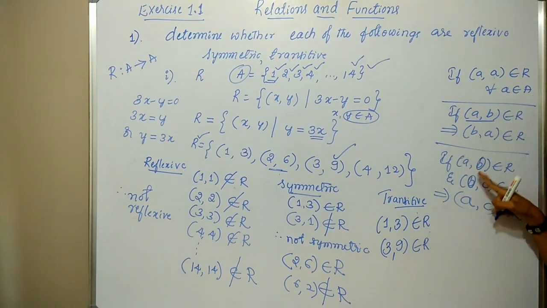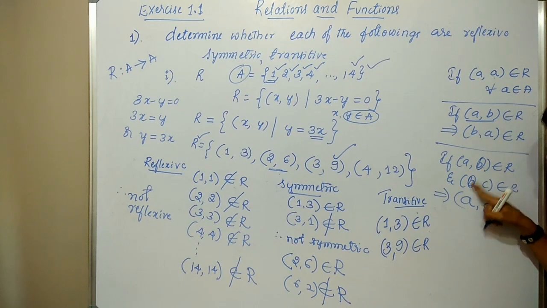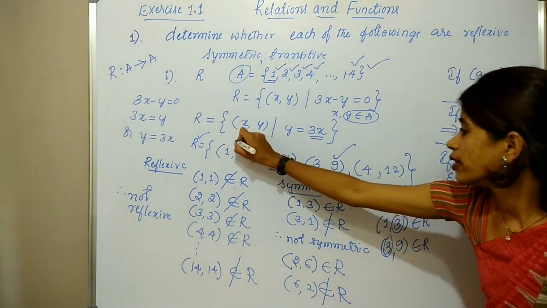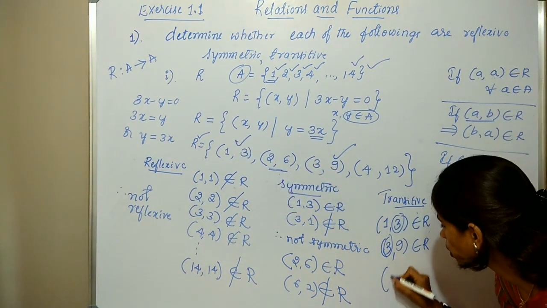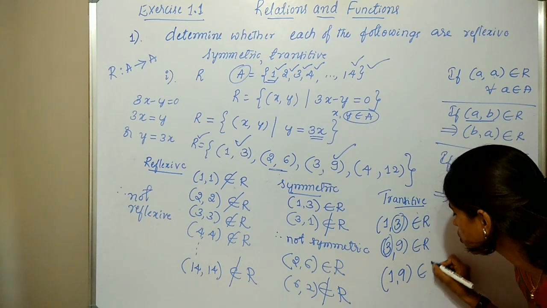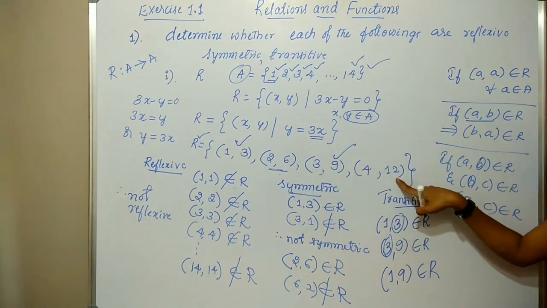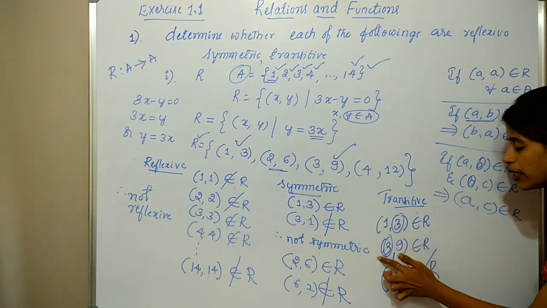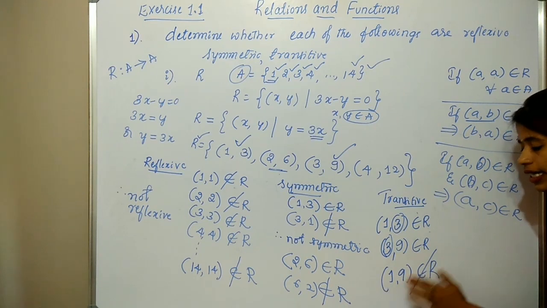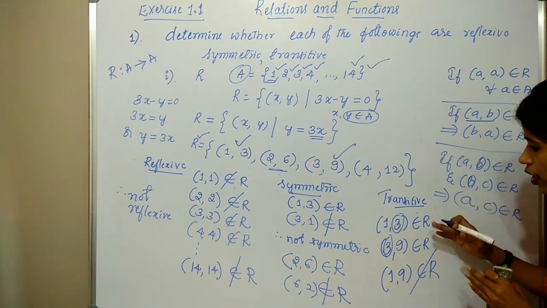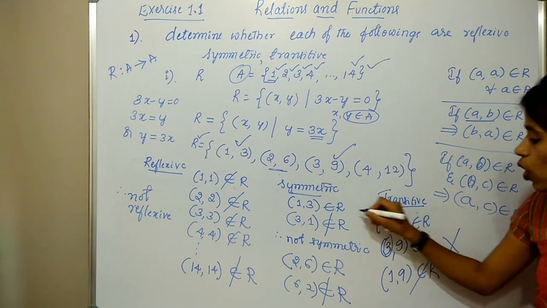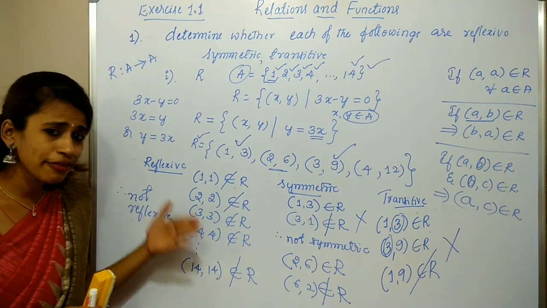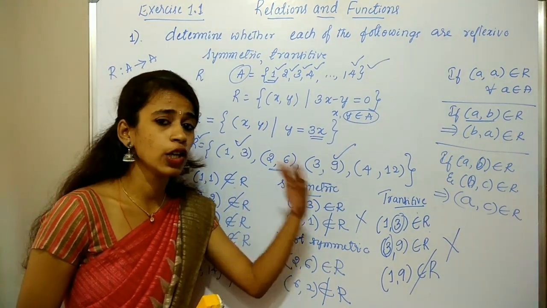Means A to B, B to C. So here these two elements should be common: 3, 3 common. So clearly (1, 3) and (3, 9) belong to R. What about (1, 9)? Does (1, 9) belong to this relation? No, (1, 9) does not belong to R. It means (A, B) belongs to R and (B, C) belongs to R, but (A, C) does not belong to R. Therefore, this relation is not transitive, not symmetric. So this is an example which is neither reflexive, nor symmetric, nor transitive.